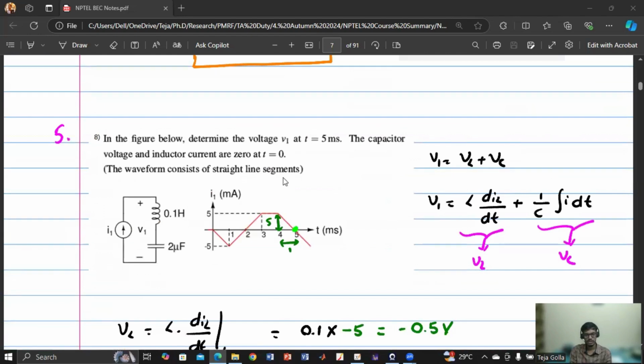These problems are pretty much straightforward and easy. We have also seen a similar kind of problem in yesterday's session, where we had to calculate the voltage. First you have to write the expression for voltage.